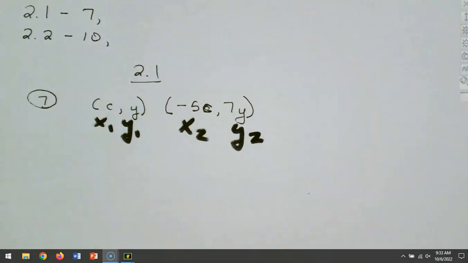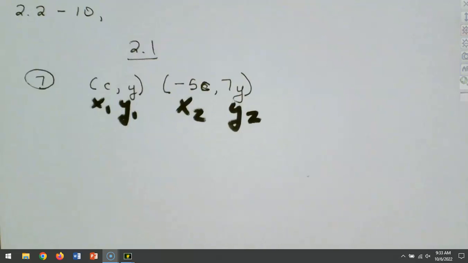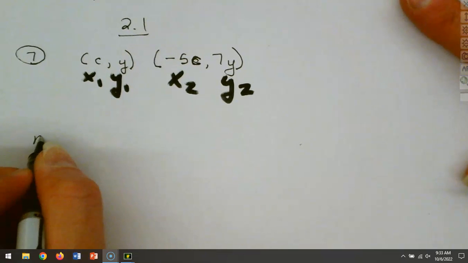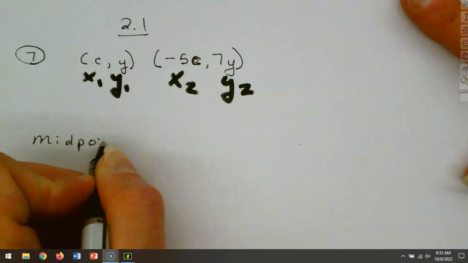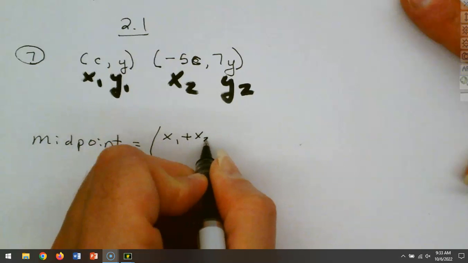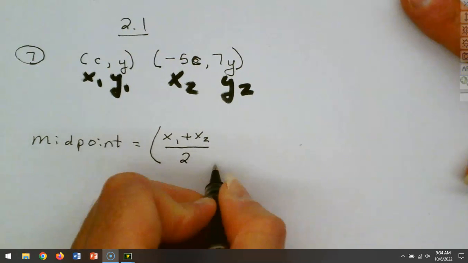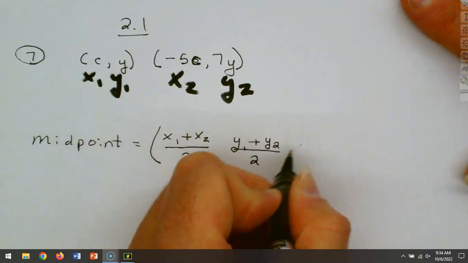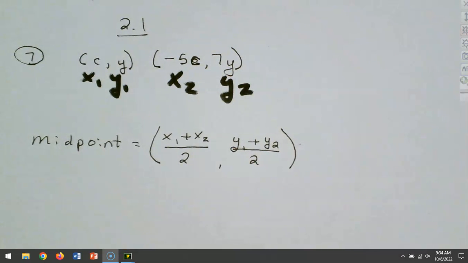I always like to write up the formula. That way we have it. The more times you write down the formula, the easier it becomes to just remember it and have it already there. And your midpoint formula is x1 plus x2 over 2 and y1 plus y2 over 2. Now it's going to behave exactly the same with variables as it would with numbers. It's really no different. Okay, we're going to combine like terms, and we're going to see what our midpoint is going to come out to be.